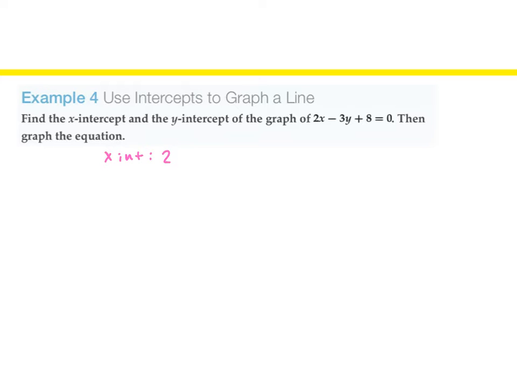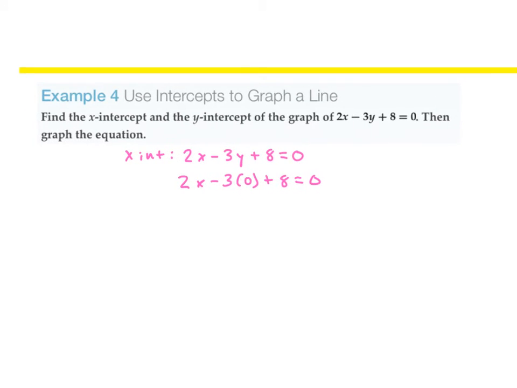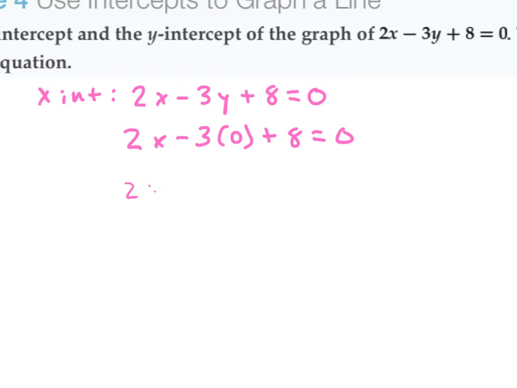So in our equation, 2x minus 3y plus 8 is equal to 0, we're changing out this y and making it a 0. So it now becomes 2x minus 3 times 0 plus 8 is equal to 0. To find the X-intercept, we need to make y 0. What is 3 times 0? 0. So we have 2x plus 8, because this is just 0, is equal to 0.